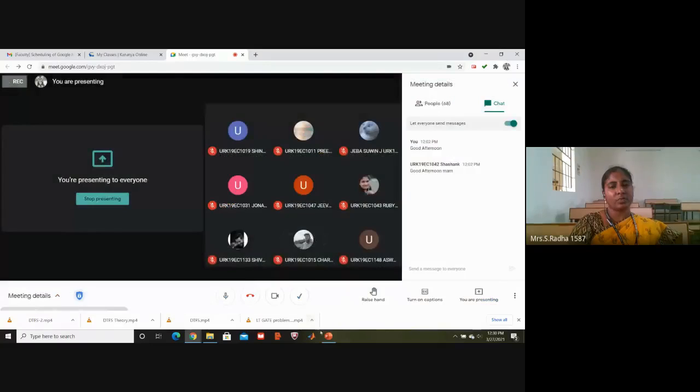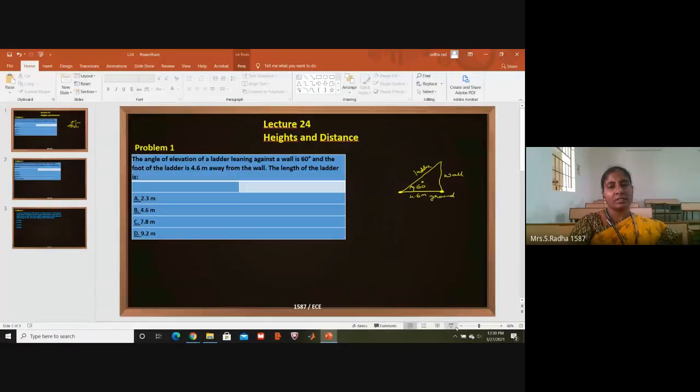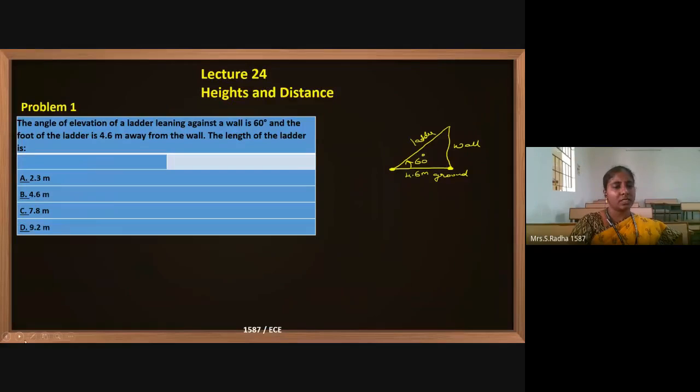The ladder. What they are asking is the length of the ladder. So here the thing is given: a ladder is put against the wall with an angle of 60 degrees. This is the foot of the ladder. It is put at 4.6 meters away from the wall.